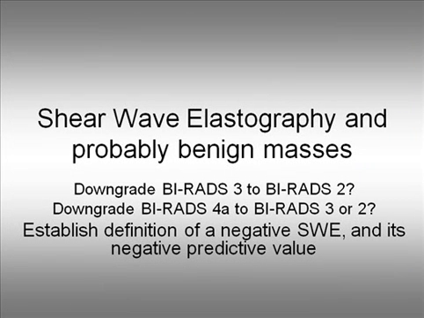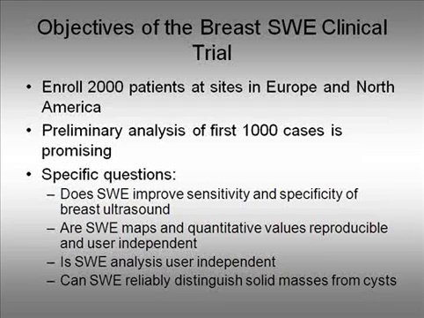So how can we use shear wave elastography and ultrasound? And I'm going to be looking at this specifically for our probably benign masses, masses that we would have called BI-RADS 3 or BI-RADS 4A. Can we use shear wave elastography to downgrade BI-RADS 3 to a BI-RADS 2, or can we downgrade 4A to BI-RADS 3? For this, we need to understand clearly what a negative elastogram is and what the negative predictive value of that is. And in order to accomplish this, there has been a multi-center clinical trial which enrolled 2,000 patients at various sites in Europe and North America.